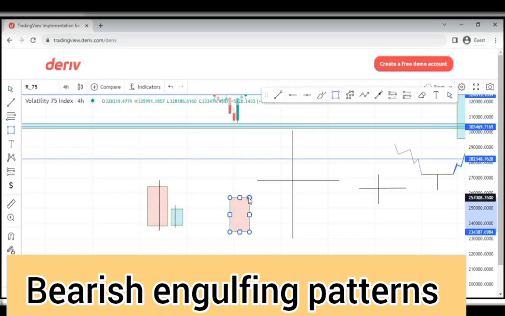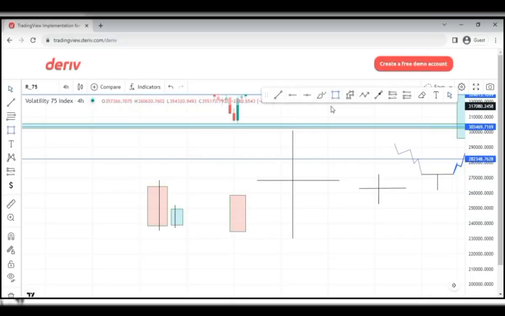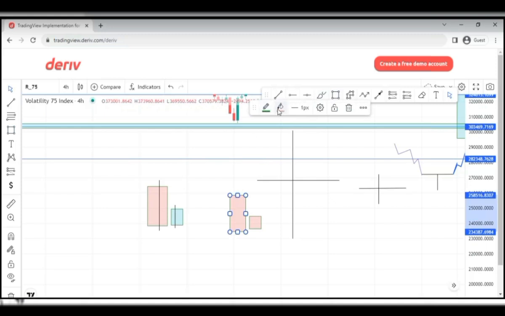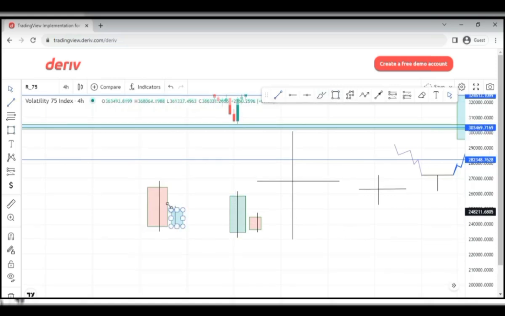The next candle coming after it is going to be smaller, but it's going to be a bearish candle, while this one will be a bullish candle. So this one is a bullish candle signal, this one is a bearish candle signal.